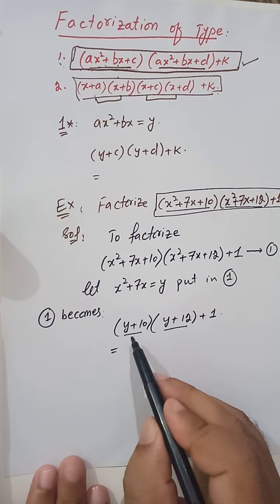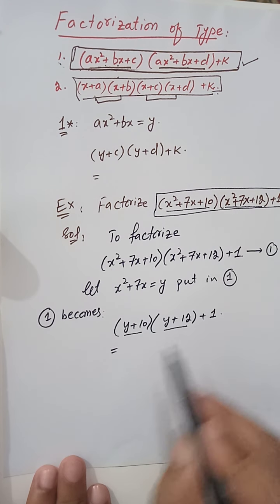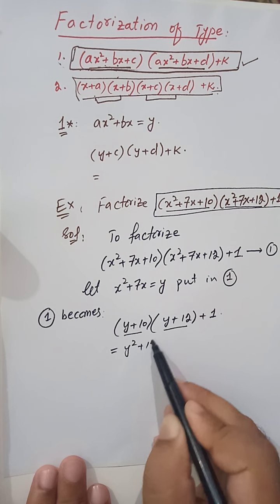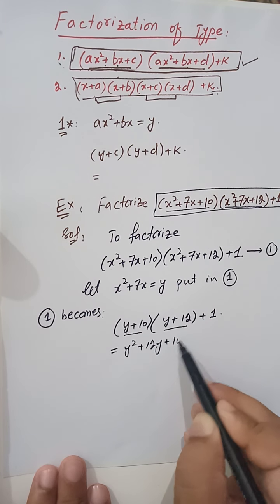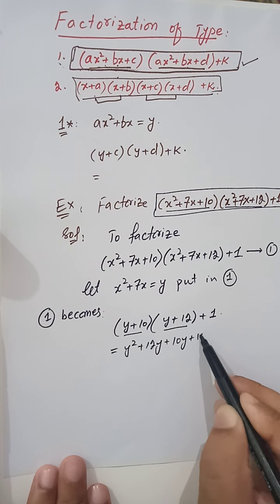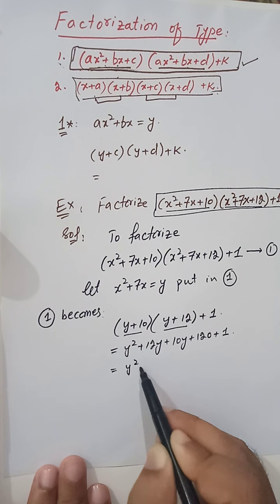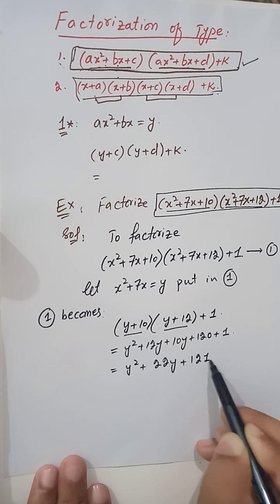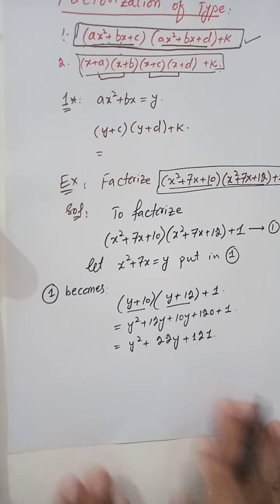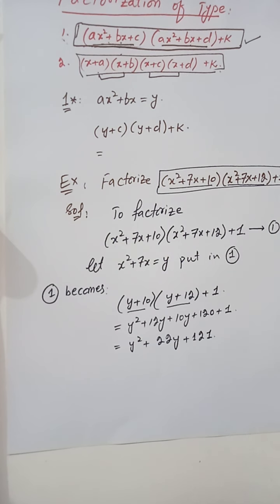When I'm doing the horizontal multiplication, y multiplied by y plus 12, you will get y square plus 12y. Then multiply 10 with y plus 12, so you will get 10y plus 120 plus 1. So you get y square plus 22y plus 121. Now you see that you get a quadratic algebraic expression. So factorize this quadratic algebraic expression.